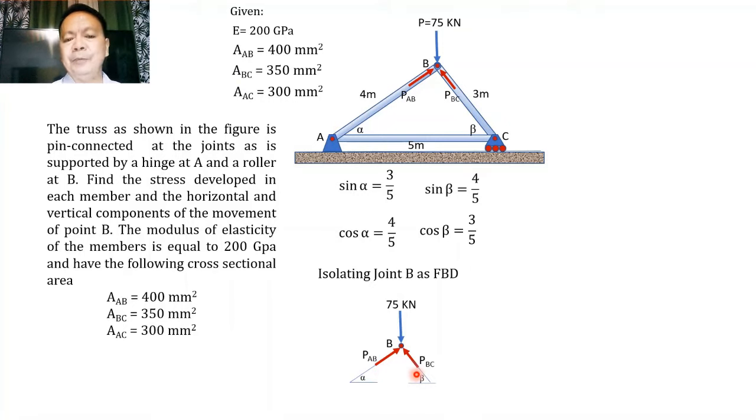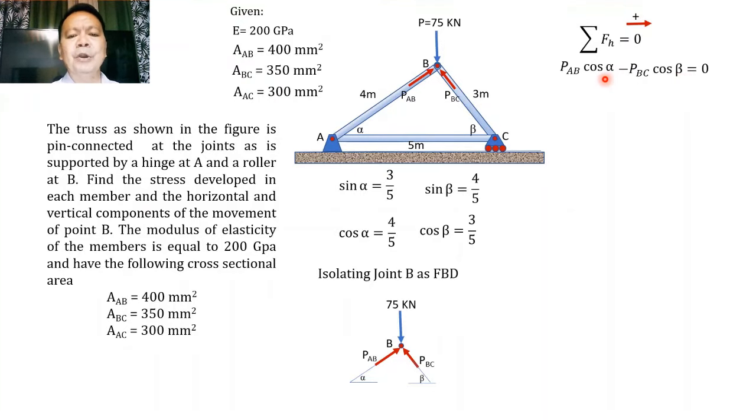Okay, knowing this angle alpha and beta, we can therefore solve for the values of P of AB and P of BC by applying the conditions of equilibrium, so that we are going to sum up force horizontal equal to 0, and assuming that the force directed to the right will be positive, therefore our equation will become equal to the horizontal component of AB, that is equal to P of AB cosine of angle alpha, minus the horizontal component of BC, that is equal to P of BC cosine of beta, will be equal to 0.